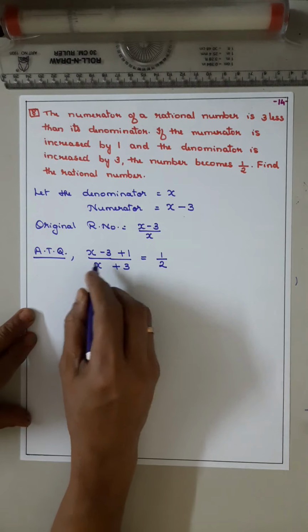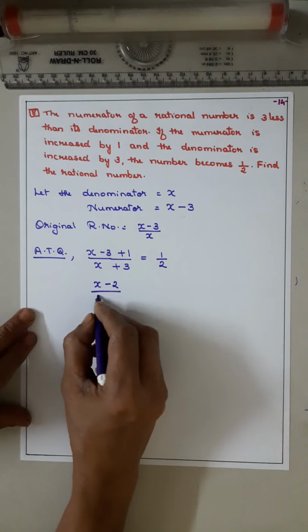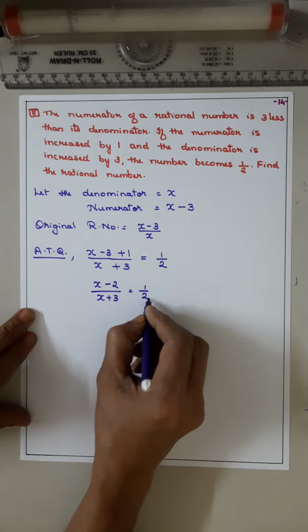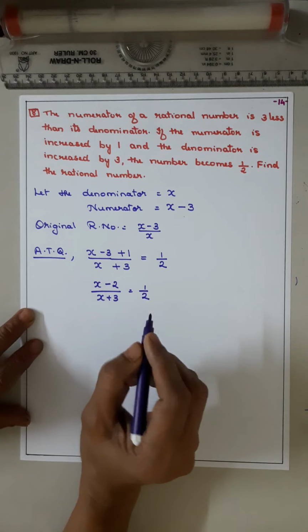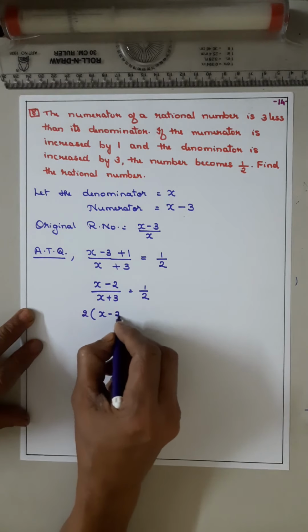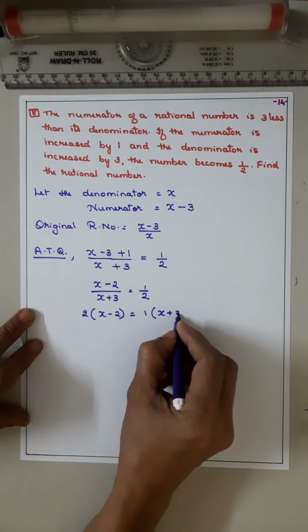x minus 3 plus 1 will be x minus 2, and the denominator is x plus 3, is equal to 1 by 2. Now cross multiply. 2 bracket x minus 2 is equal to 1 bracket open x plus 3.